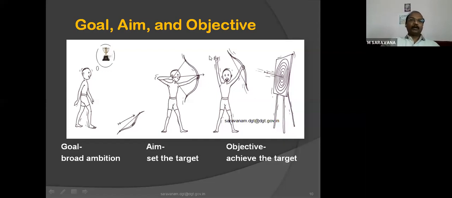I hope that though the three terms look synonymous to each other, goal, aim, and objective, in the dictionary meaning, for goal, aim and objective are given, for aim, goal and objective are given, for objective, aim and goal are given, they are not actually synonyms of each other. There are differences between these three terms.